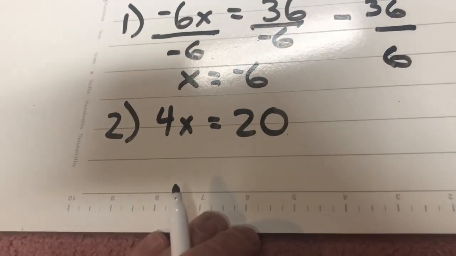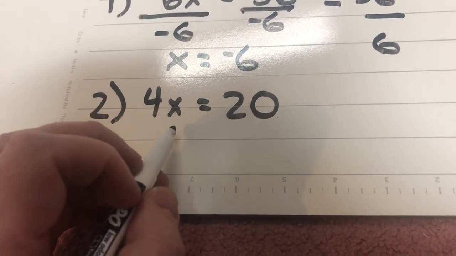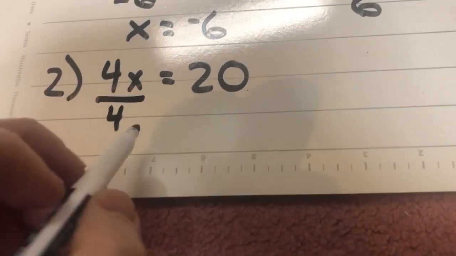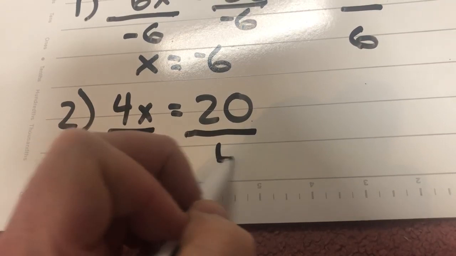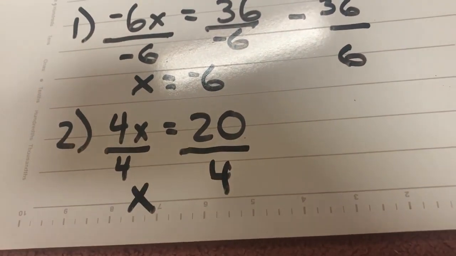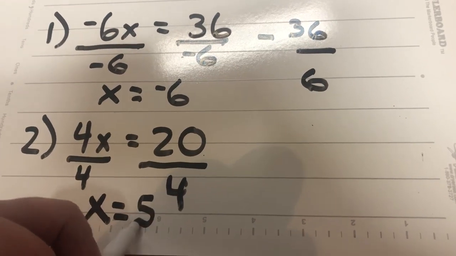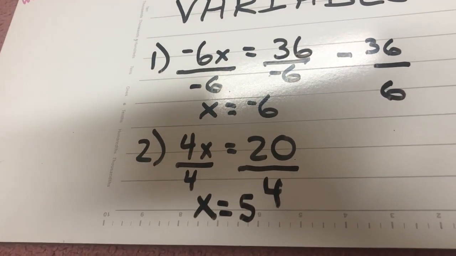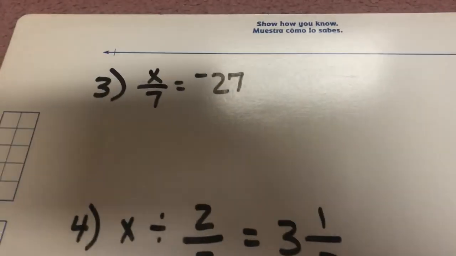I go to number 2, 4x equals 20. Pretty straightforward. It's 4 times x. So I'm going to divide everything by 4. That's going to get x by itself. Then I come over here. I have to take the 20 and divide it by 4. 20 divided by 4, I find that x equals 5. And sure enough, I go back to my original equation. It is 4 times 5. That equals 20.